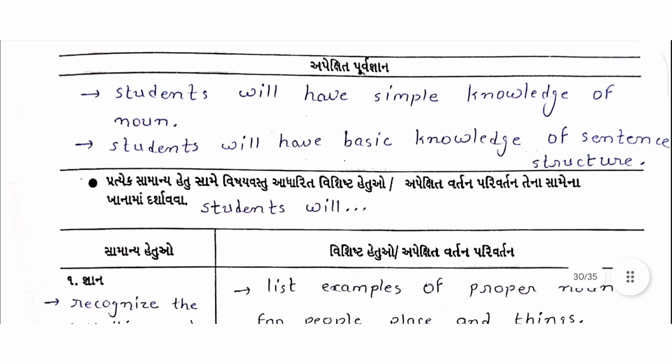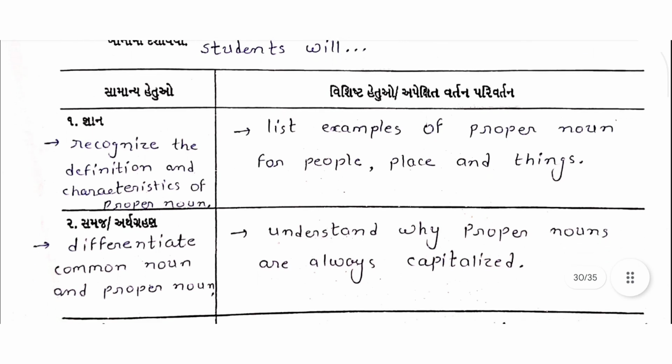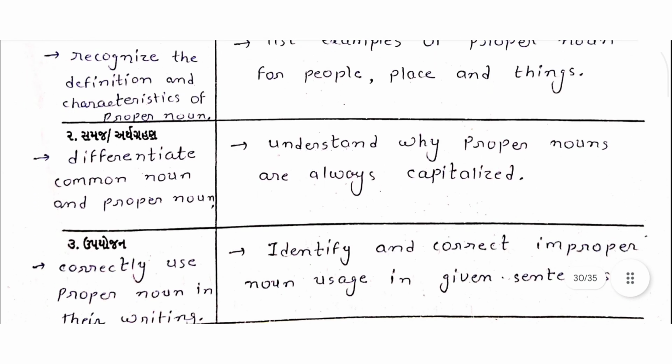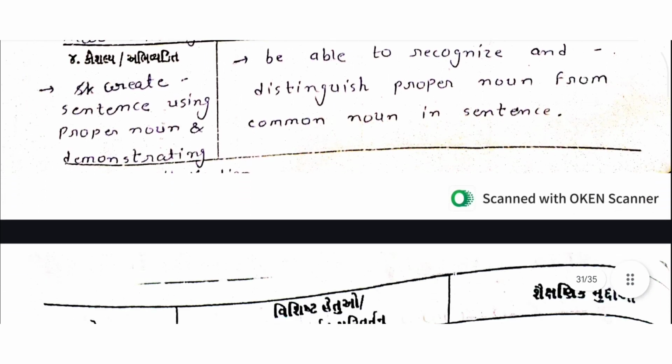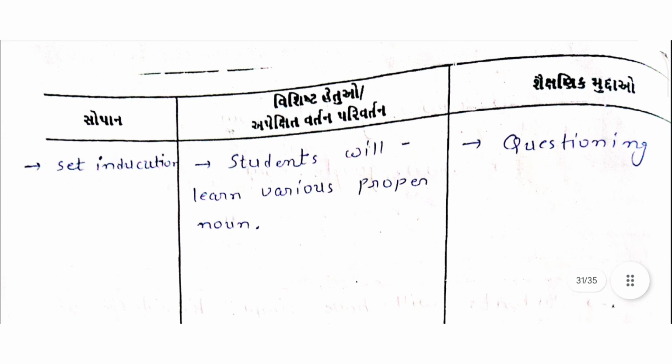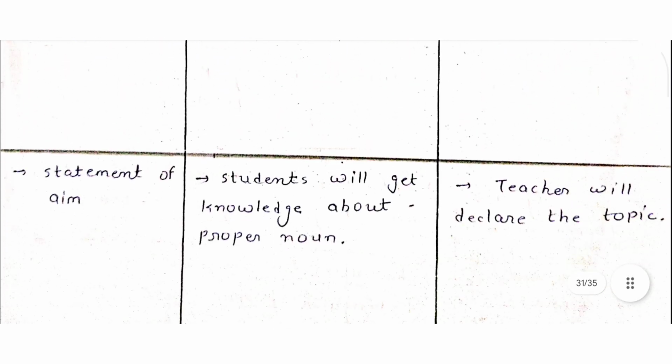Previous knowledge of students. Here I have written 2 points. Students will have simple knowledge of noun and students will have basic knowledge of sentence structure. Then comes general and specific aims. In introduction, I have asked questions based on the previous knowledge of students. Then comes statement of aim.